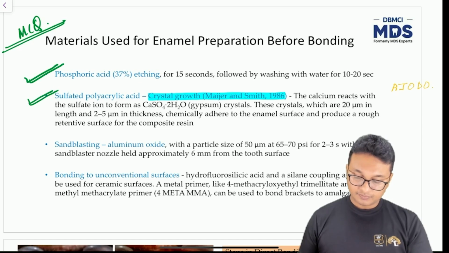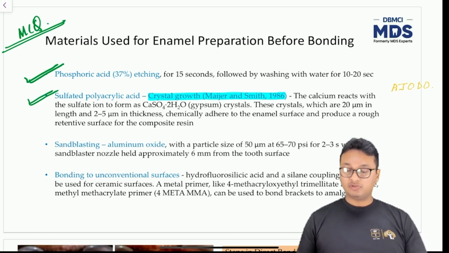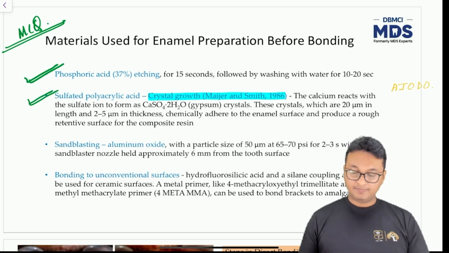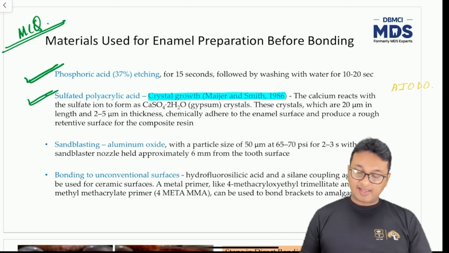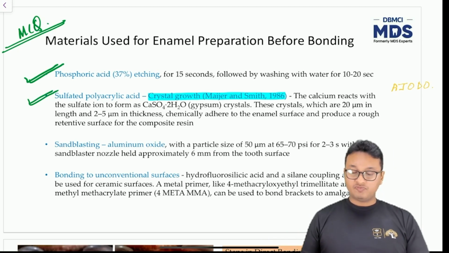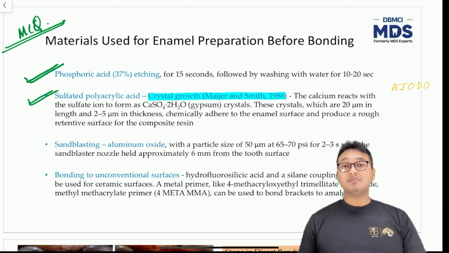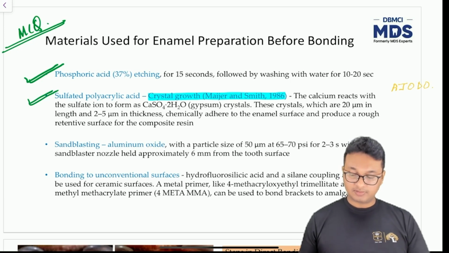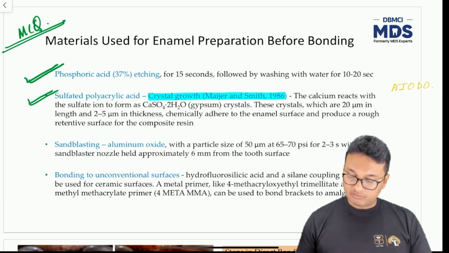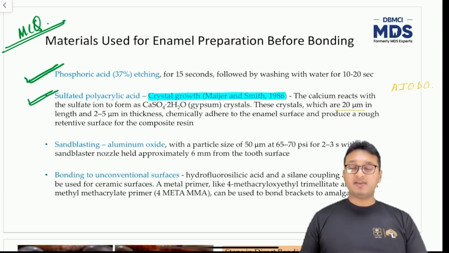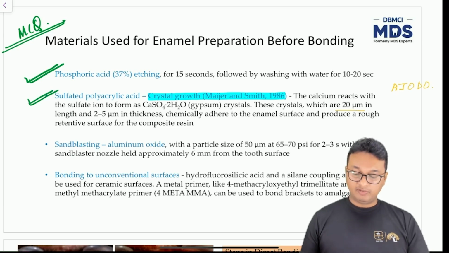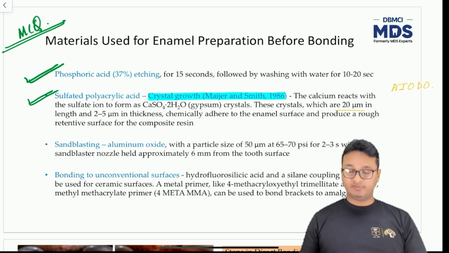All right. So there's a process called crystal growth, which was described by Major and Smith. What happens in this? The calcium reacts with the sulfate ion to form gypsum crystals on the surface of the tooth. These crystals, which are 20 micrometer in length and 2 to 5 micrometer in thickness, chemically adhere to the enamel surface and produce a rough retentive surface for the composite resin.